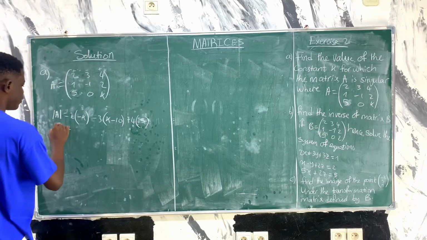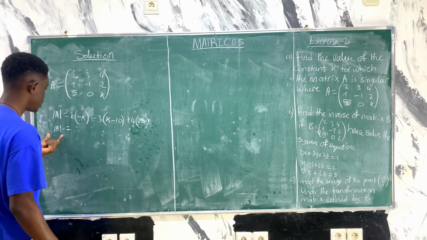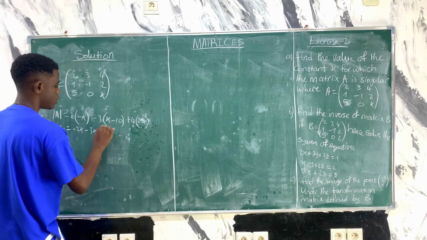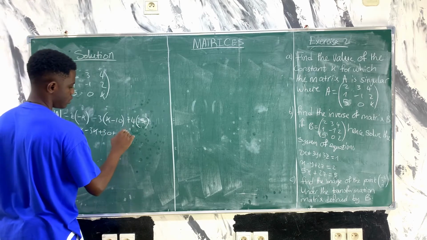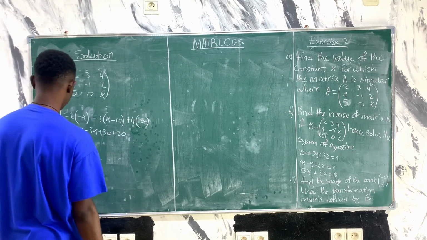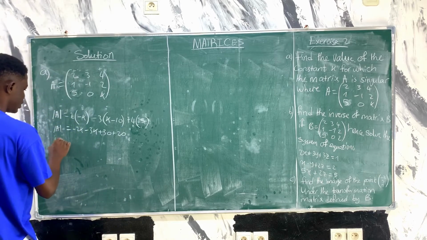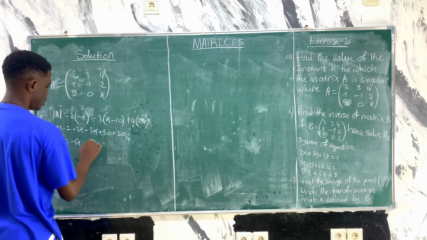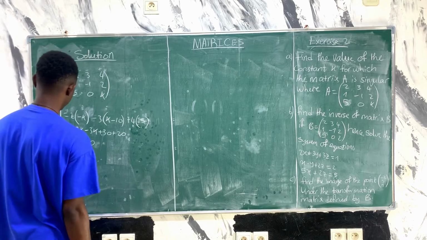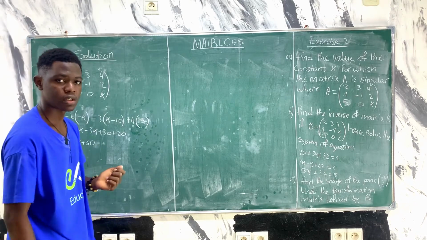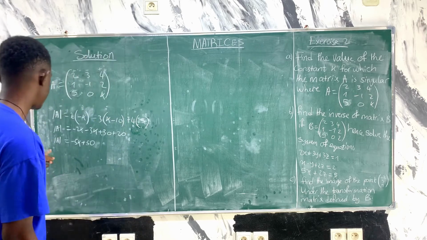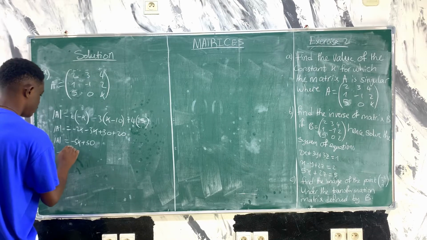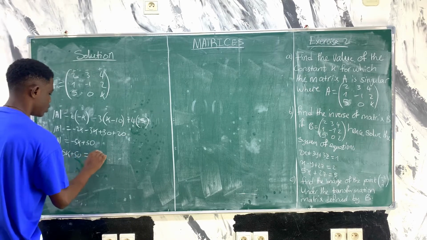So let's simplify. We have the magnitude of A, which is 0 actually, is minus 2k minus 3k plus 30 plus 20. So we have magnitude of A is equal to minus 5k plus 50. But we know that the magnitude of A is 0 since it is singular or non-invertible. That's what was told. So it implies minus 5k plus 50 is equal to 0.